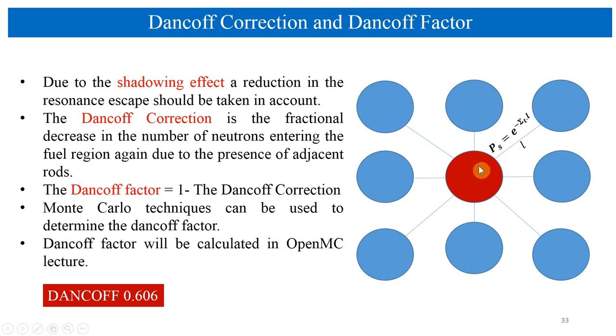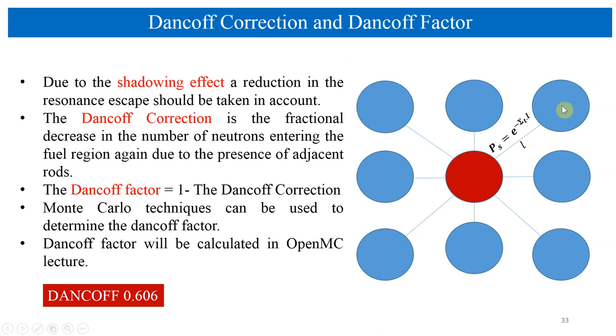The shadowing effect happens when this rod is not isolated, but surrounded by other rods. So there is a probability that one of the fast neutrons that escape from here may enter the other rod. It is not thermalized and returned back to cause fission in the same rod. No, but what happens is it may enter with a certain probability. By the way, if I have sigma total and this length, I have this probability. So this neutron here is lost from the concern of the rod in red, because it enters another rod. So as this rod absorbs the neutron from this one, or reduces the resonance escape probability for this one, we call that the shadowing effect.